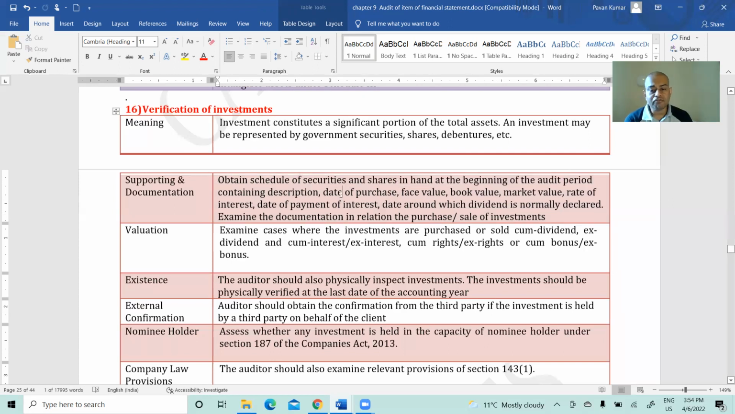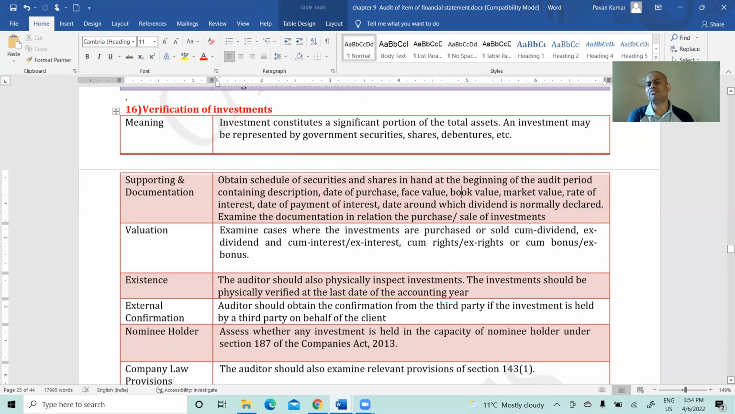Description, one column. Date of purchase, one column. Face value, book value, market value. Face value of a company can be 2 rupees, book value can be 150, market value can be 1,500. Rate of interest, if it is a debenture. Date of payment. Date around which dividend is normally declared. Many companies will declare dividend on a specific date. Then examine the documentation relating to purchase or sale of investments.